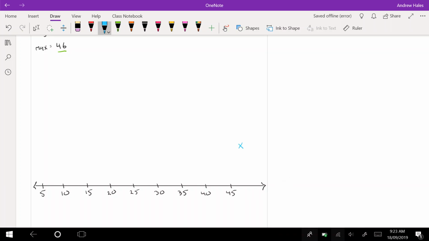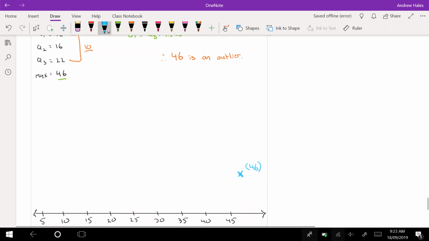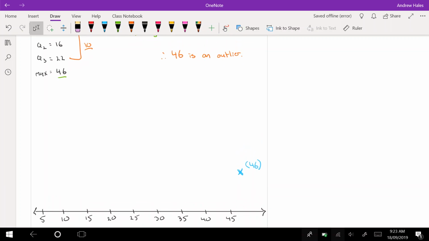Okay. Let's just first label my outlier. My outlier is here at 46. Just because I haven't got the number there, label it. So make sure you label it there. Then go to your important ones. So my median is 16, so that should be there. My upper quartile is 22, so that's about there. And my lower quartile is 12, which is somewhere around there.